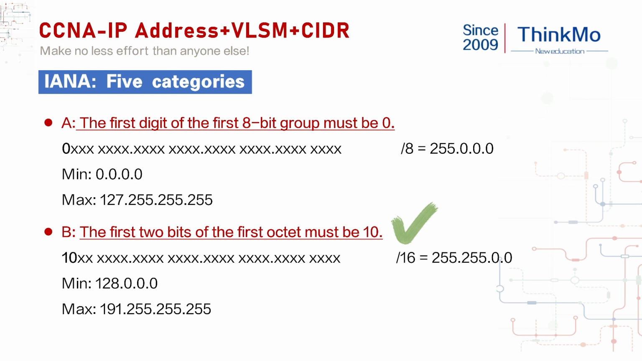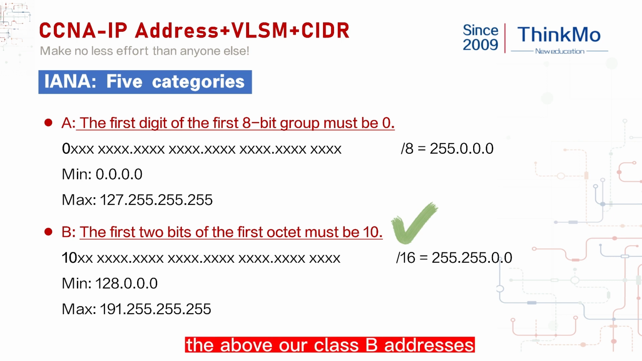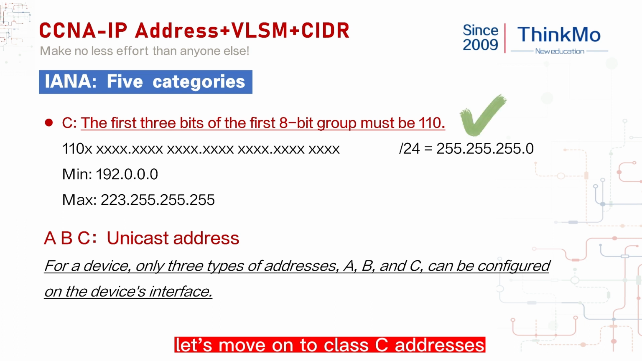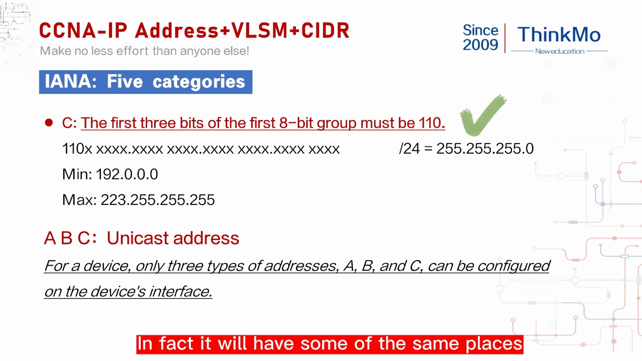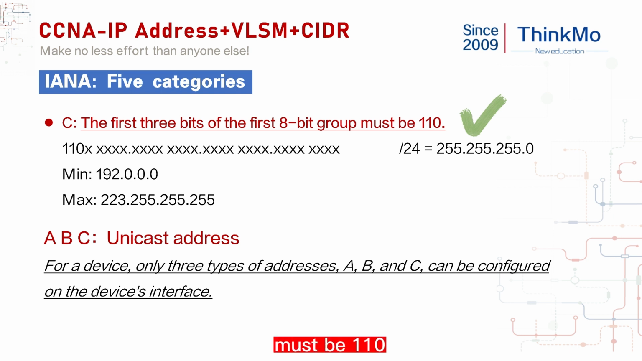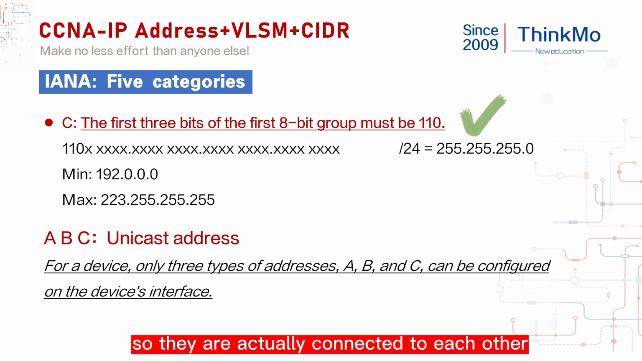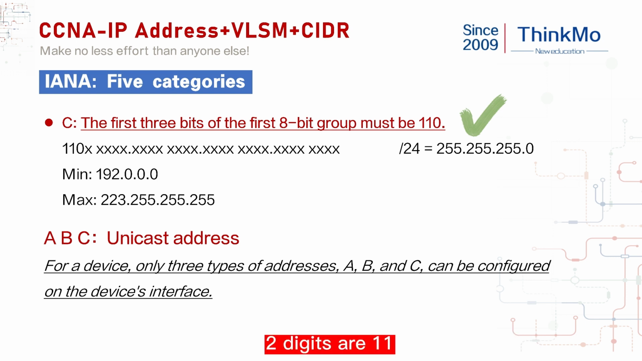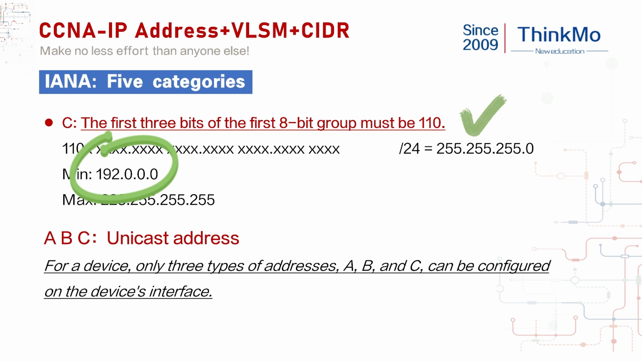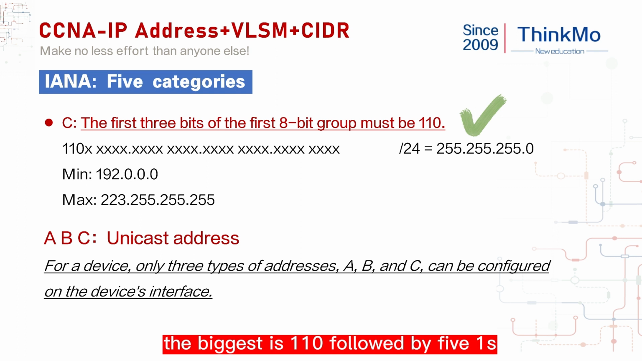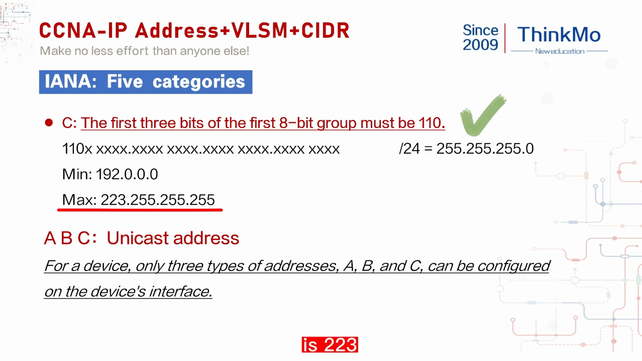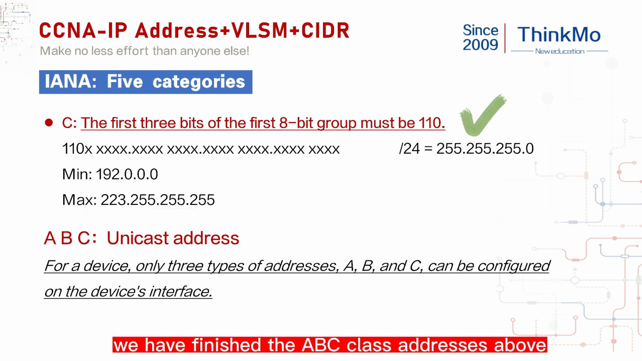Okay. Although no one has calculated the answer, we all know how. In the end, this value is not the most important. We know what counts. The above are Class B addresses. Let's move on to Class C addresses. Class C has some of the same points. It specifies the first 3 bits of the first octet must be 110. The minimum has the first 2 digits as 11, and everything after that is 0. That is, 256 minus 64 is 192. The biggest is 110 followed by 5 1s, which is 223. We have finished the ABC class addresses.